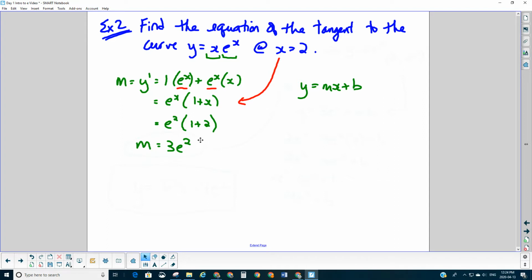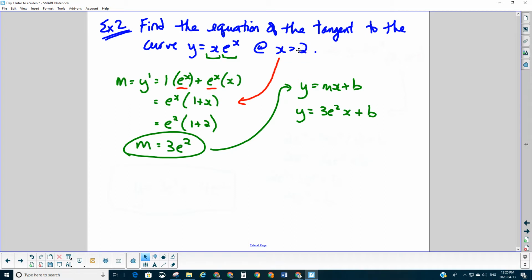If we have that as the slope, it can be put into our y equals mx plus b. The slope is 3e squared, 22 point whatever, so 3e squared x plus b. Next, we have to solve for b, which means we have to put in a y and an x so that we can figure out what b is. How are we going to get that? Well, the x we know. The x is 2, so that part's easy. But how do I figure out what the y value is at 2?